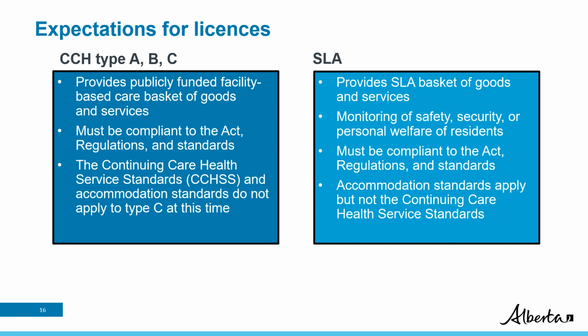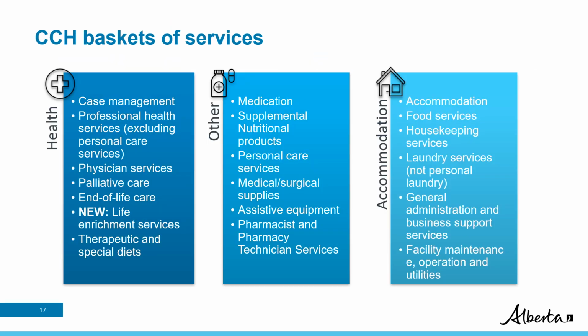What are the baskets of services? In the next slides, we will look at some examples of what these are. The basket of services for continuing care homes is described in this slide. Under Health: Case Management, Professional Health Services, Physician Services, Palliative Care, End-of-Life Care, Life Enrichment Services, Therapeutic and Special Diets. Under Other: Medication, Supplemental Nutritional Products, Personal Care Services, Medical Surgical Supplies, Assistive Equipment, Pharmacist and Pharmacy Technician Services.